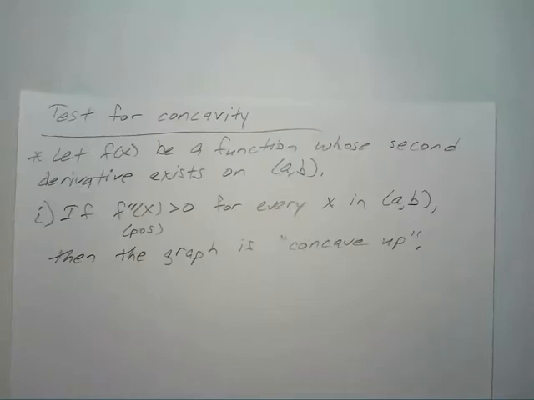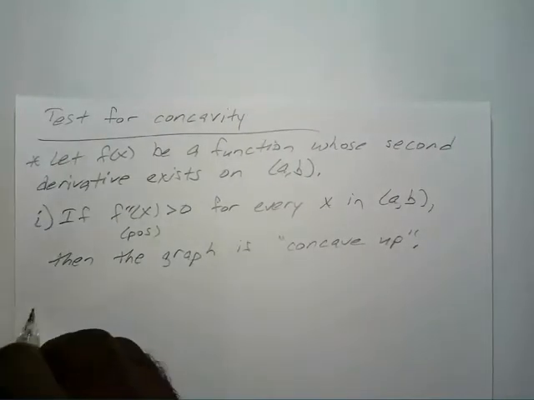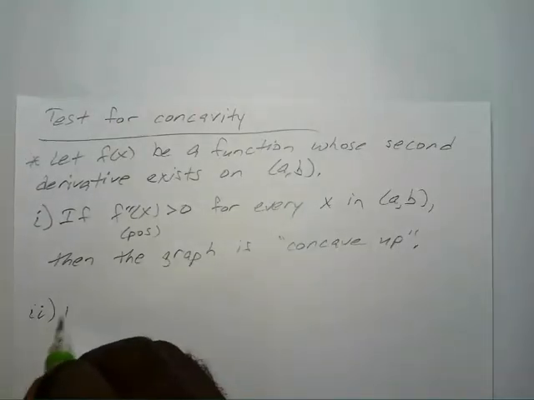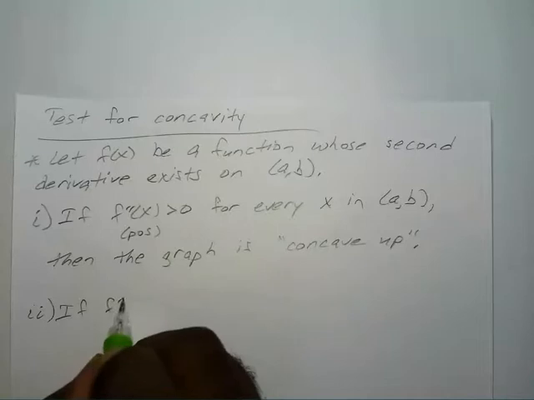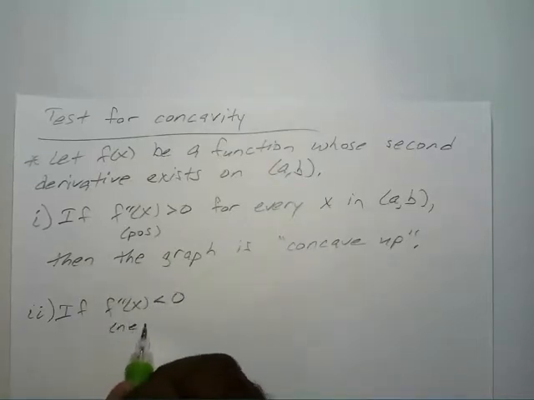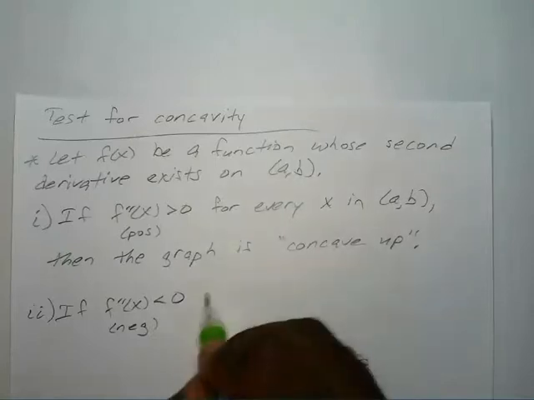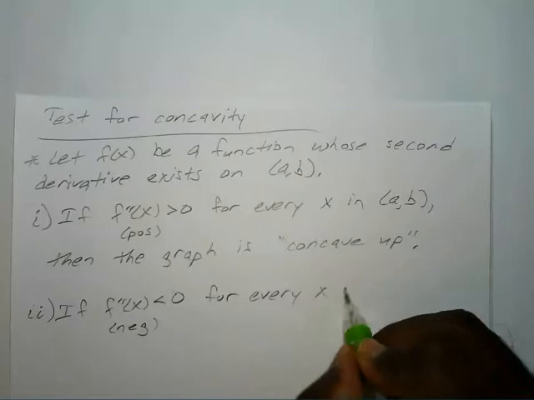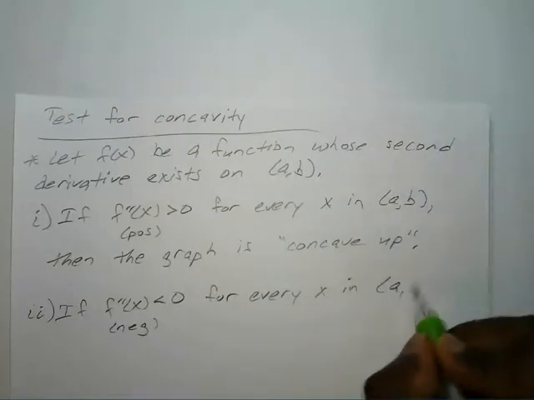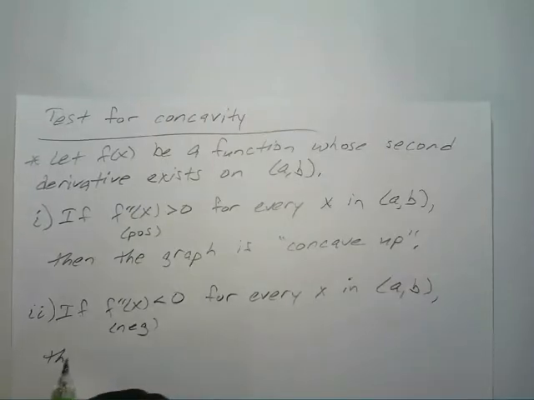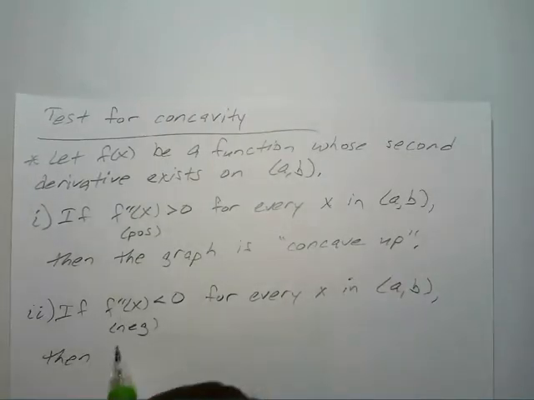Now what if we find our second derivative and find out that every value is negative? So if f double prime of x is less than 0 or negative for every x in the interval from a to b, then the graph is concave down.